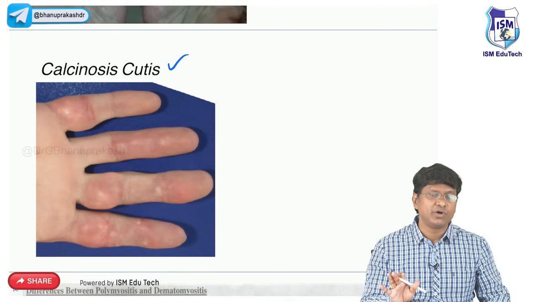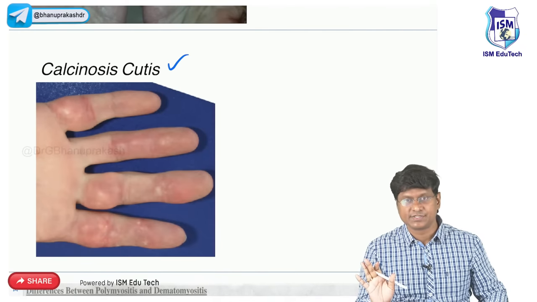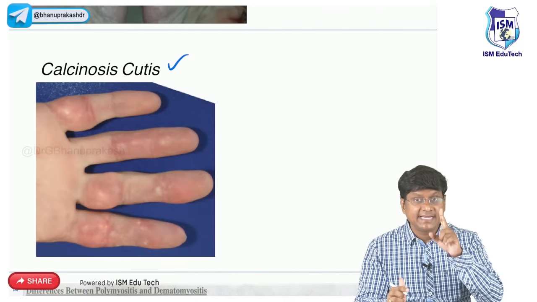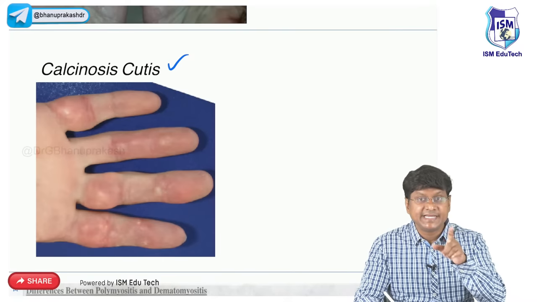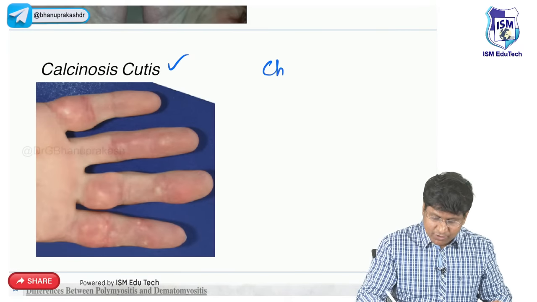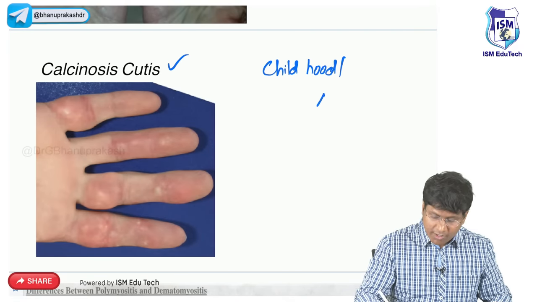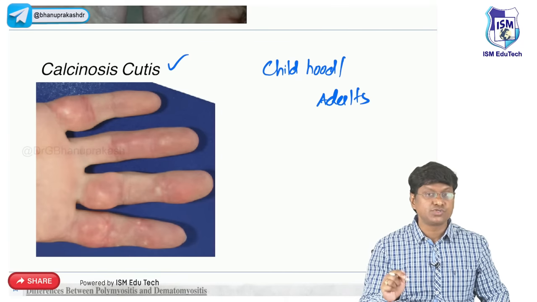So muscle involvement, what did I tell you? It is the proximal muscle weakness. And dermatomyositis, what is the age group at which you will have dermatomyositis? It is seen in childhood, and it is also seen in adults.